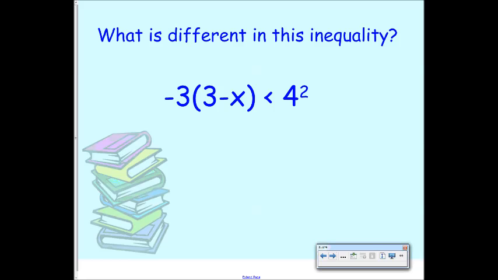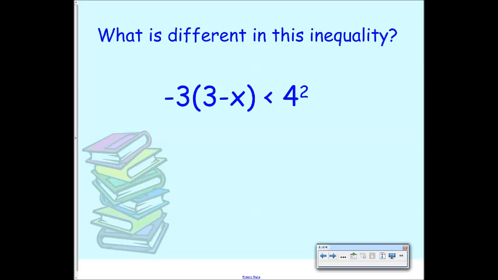All right, what is different in this inequality? In this inequality, we have a little bit more complicated things going on on both sides. That doesn't mean we can't do it. We just have to simplify before we can solve it. So what am I going to do to simplify on the left side?